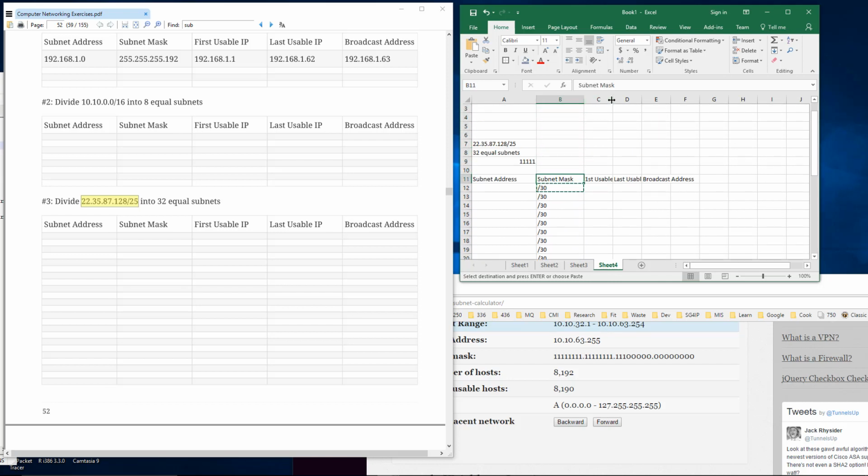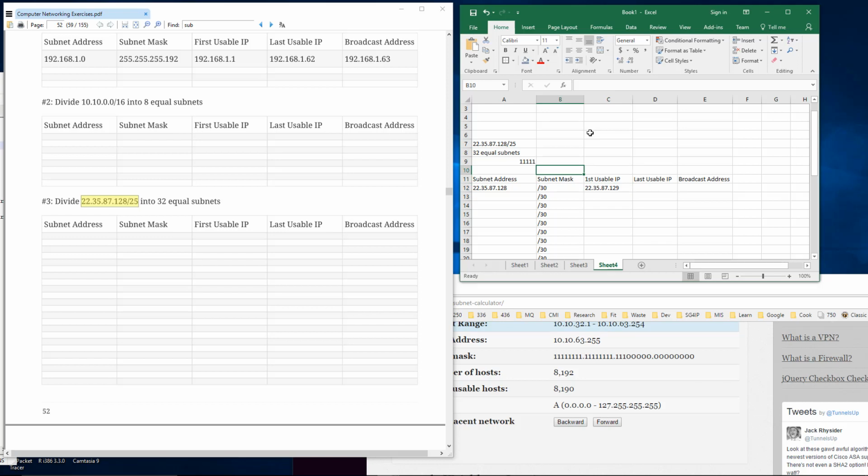Obviously, that's a lot of subnets that we're going to be enumerating right now. Let's just go through it; I'll get the process started at least. So what's our subnet address? We are going to start at the same spot. Doesn't really matter where we start. First usable IP address, what's that going to be? Think about it, you should know the answer. 22.35.87.129. We're going to do this part manually.